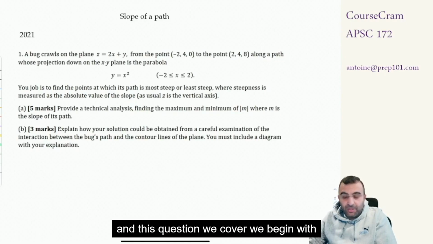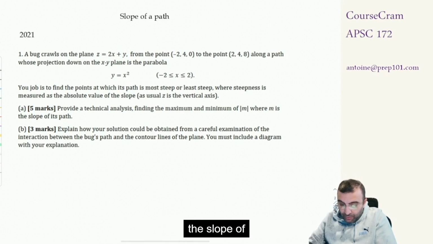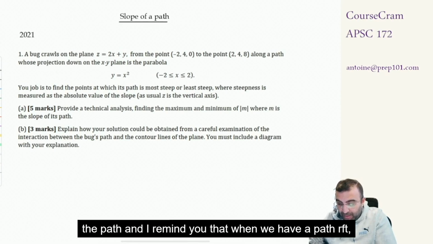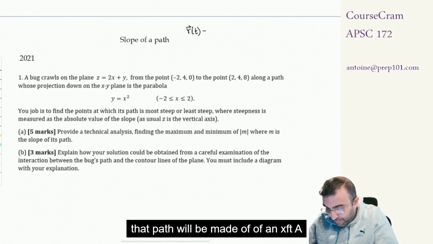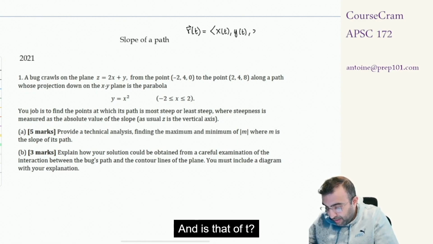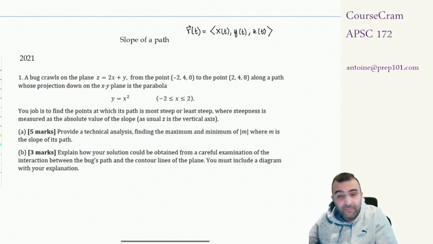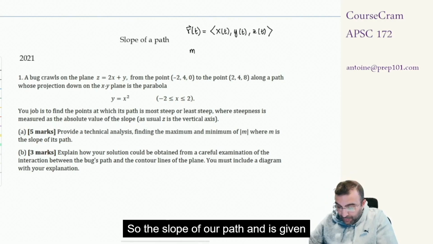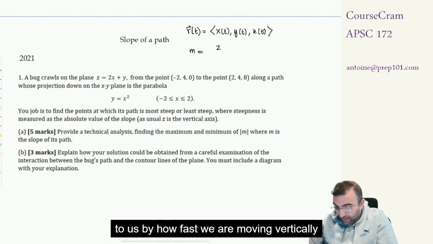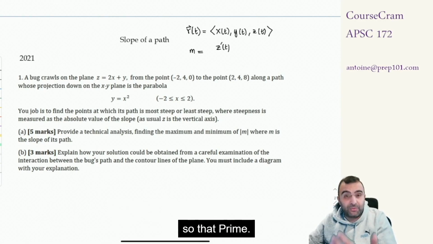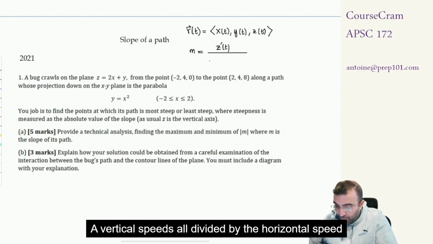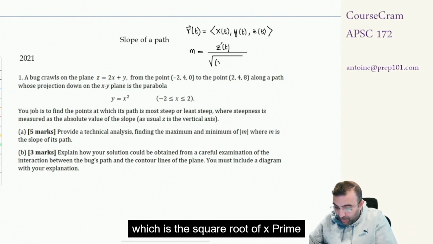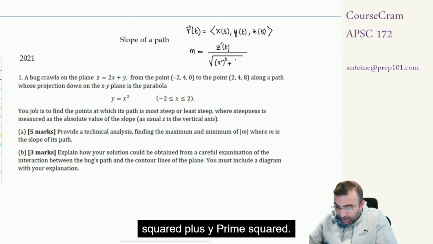In this question, we begin with the slope of a path. And I remind you that when we have a path, r of t, that path will be made up of an x of t, a y of t, and a z of t. So the slope of our path, m, is given to us by how fast we are moving vertically, so z prime, the vertical speed, all divided by the horizontal speed, which is the square root of x prime squared plus y prime squared.